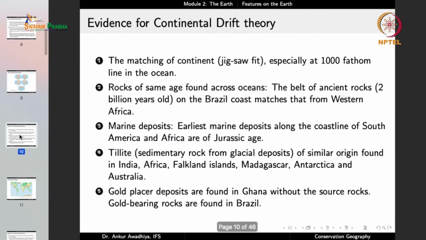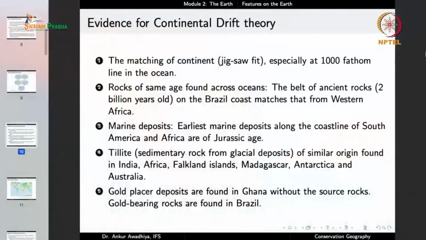So this is what he had proposed. But how did he come to such a theory? He needed certain evidences. How do you prove that once upon a time all of these things were joined together and later on they moved away from each other, they split? How do you prove that? So he put forward a number of evidences.